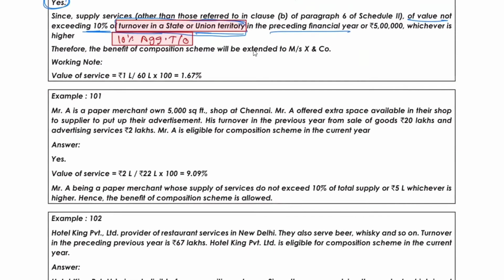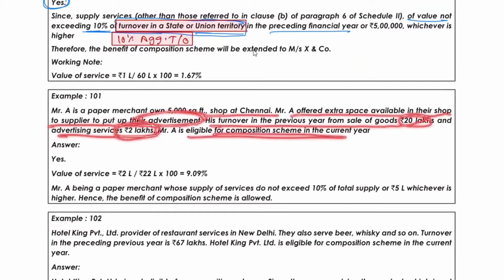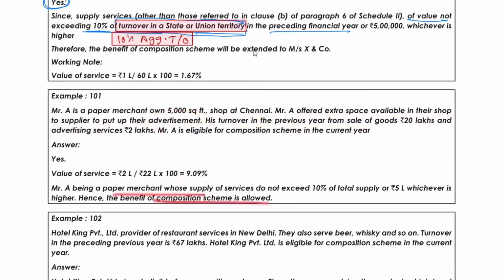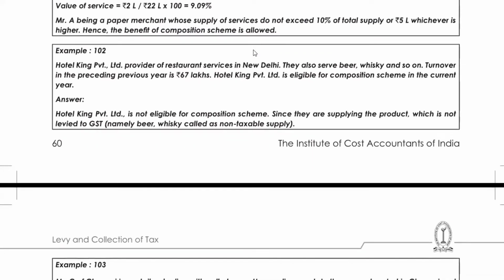Now next one. Mr. A is a paper merchant who owns a 5,000 square feet shop at Chennai. Mr. A offered extra space available in the shop to a supplier to put up their advertisement, a service he is providing. His turnover in the previous year from the sale of goods was 20 lakh and from advertising service was 2 lakh. Is he eligible for composition scheme? Yes, 10% of turnover or 5 lakh, whichever is higher. So everyone opting for that section can supply services up to 5 lakh. He is only at 2 lakh. So he is eligible for composition scheme. I don't think these require a very detailed discussion. Stop me at any place you feel you need some explanation.